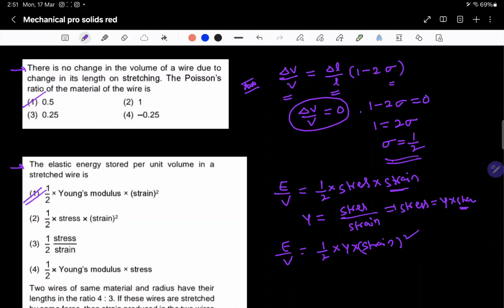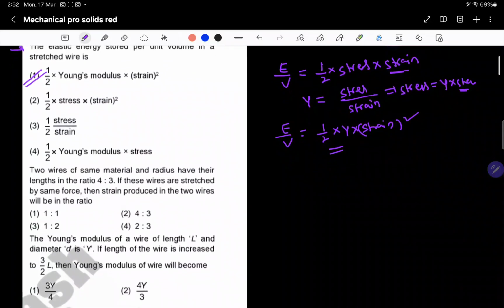So three different formulas, please remember. Half into stress into strain, one formula. Half into Y into strain square, one formula. And stress square by 2Y, stress square by 2 into Y, also one more formula in terms of stress and Young's modulus. So now here the first option is correct, students.